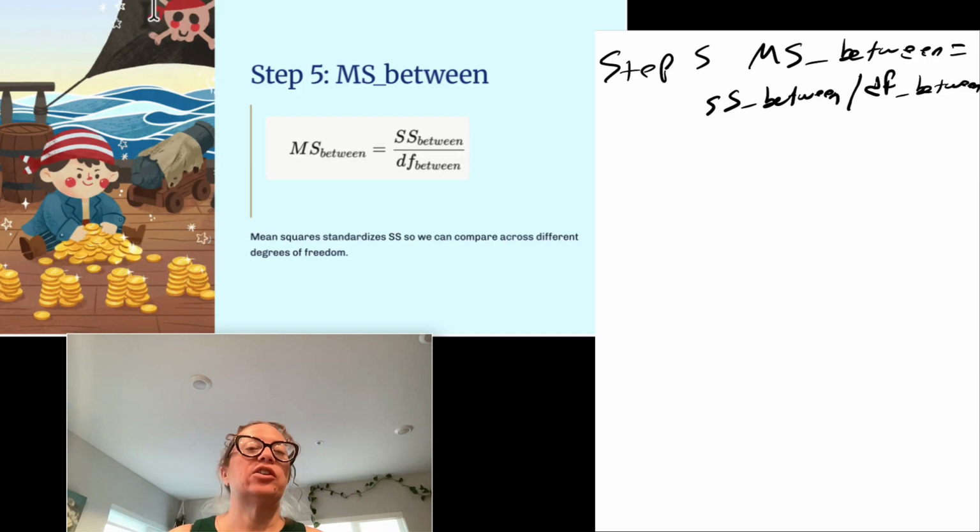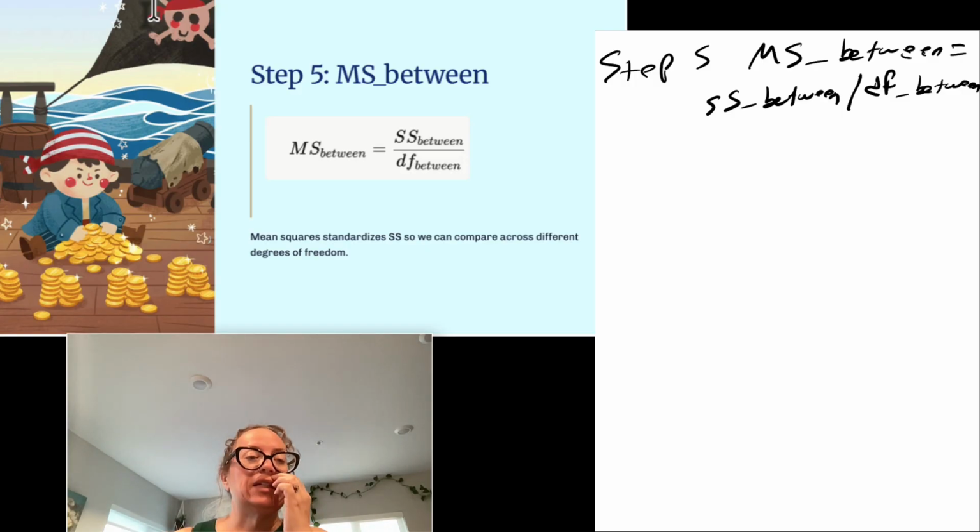And why do we need to standardize? Because a larger sum of squares between, SS between, doesn't automatically mean a stronger effect. A study with more groups will accumulate more squared deviations just by having more comparisons to make. So dividing by degrees of freedom puts everything on the same scale regardless of how many groups you have.